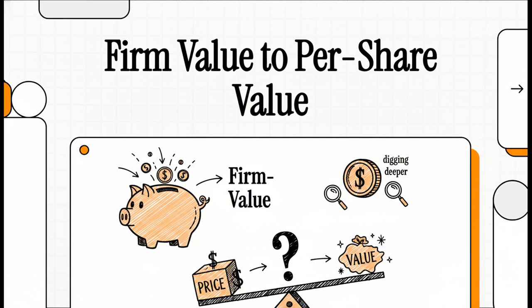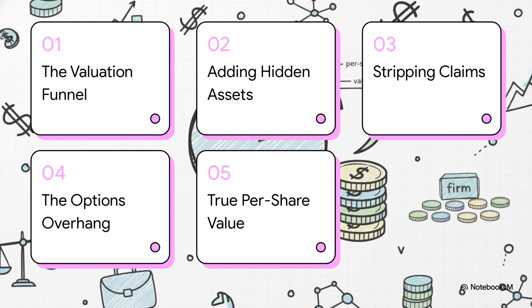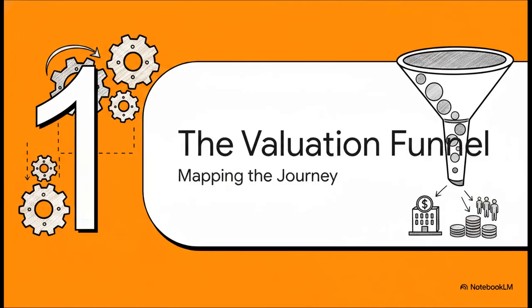So today, we're setting our sights on finding the true, mathematically rigorous per share value of an asset. We're going to break down the mechanics of getting from a massive, multi-billion-dollar total firm value all the way down to the specific value of a single share. Here is our roadmap for the explainer today. We're going to cover the valuation funnel, adding the hidden assets, stripping away non-equity claims, navigating the options overhang, and finally, calculating that true per share value.